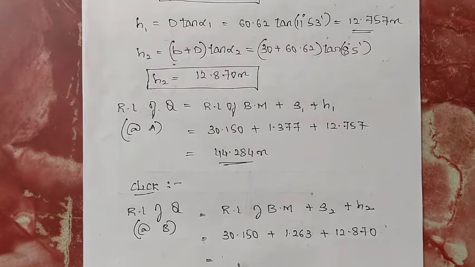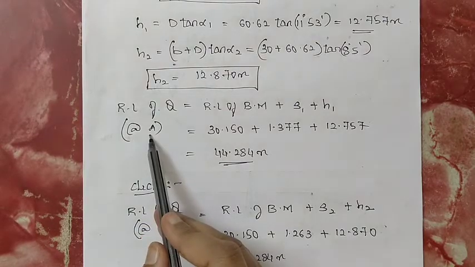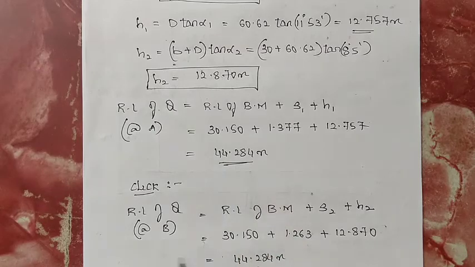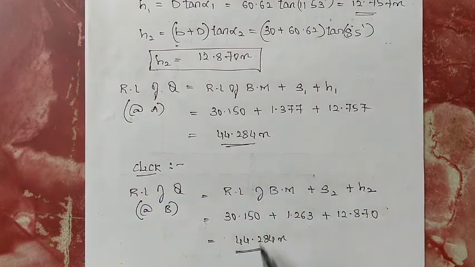44.284. You can observe here, when the instrument is at A, RL of Q obtained is 44.284. Similarly, when the instrument station is at B, RL of Q obtained is 44.28. What you have calculated for RL is correct. You should get the same value.